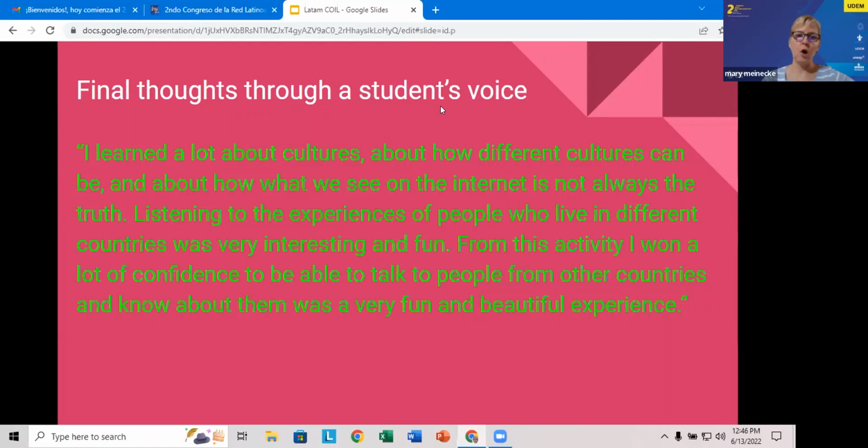Now, I think these quotes and also our Deardorff self-assessment show that the students developed their intercultural competence, the ability to communicate effectively and appropriately, and they also developed their global citizenship. That is that sense of belonging to a global community and a sense of humanity, according to UNESCO.